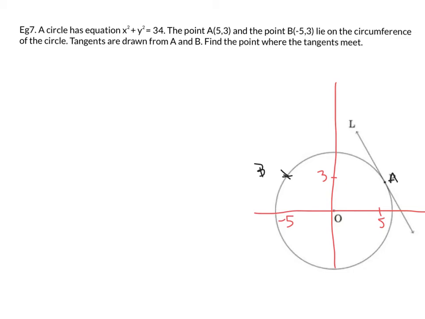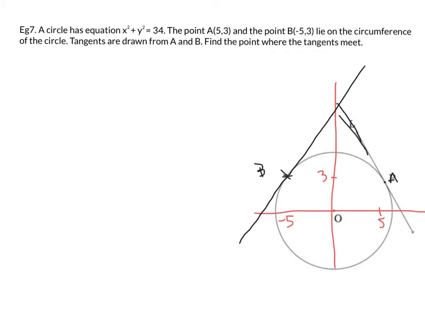And points A and B lie on the circumference of the circle. Tangents are drawn from A and B. So there's a tangent at A. You need to also draw a tangent at B. So let's try that. Hopefully it can be relatively successful. And that one at A as well would also continue on.